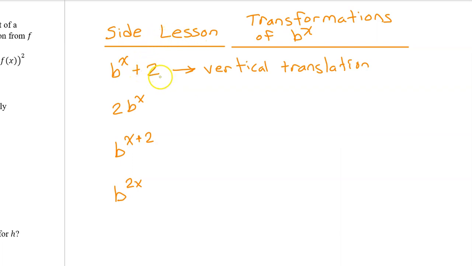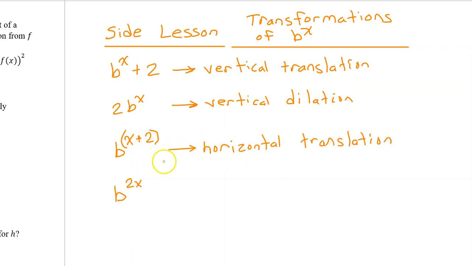A plus 2 on the end is a vertical translation by 2. Multiplying by 2 in the front is a vertical dilation by a factor of 2. Adding 2 in the exponent is like adding 2 inside of the parentheses. This is going to be a horizontal translation. In this case, a horizontal translation by -2. It's always the opposite of the way it looks for horizontal transformations. And what about this last one?